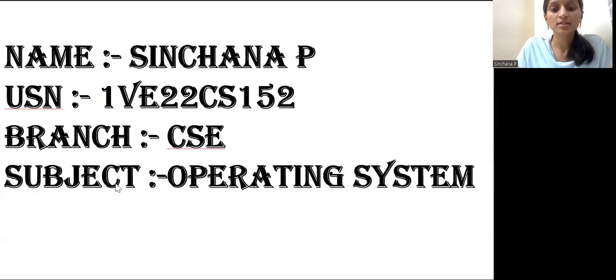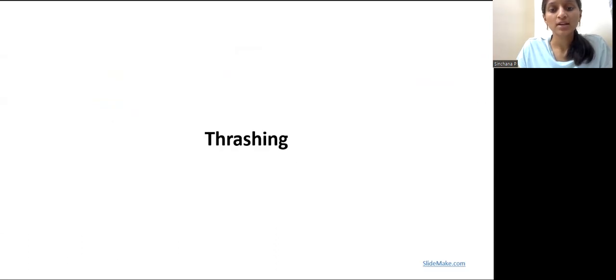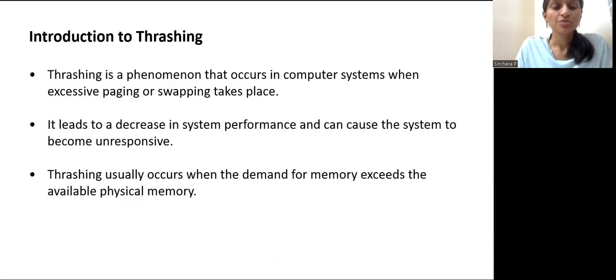Today I'm here to present a topic in the subject Operating Systems: thrashing. Firstly, introduction to thrashing. Thrashing is a phenomenon that occurs in computer systems when excessive paging or swapping takes place. It leads to a decrease in system performance and can cause the system to become unresponsive. Thrashing usually occurs when the demand for memory exceeds the available physical memory.